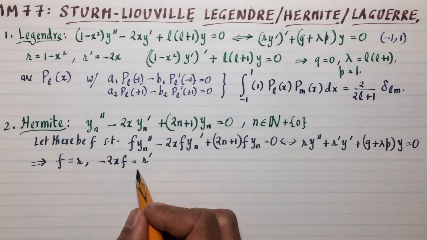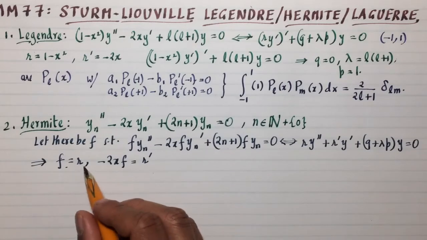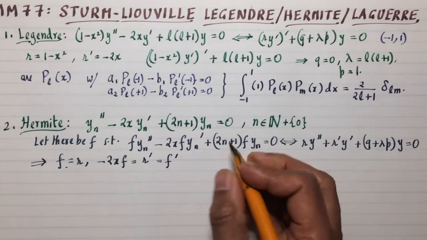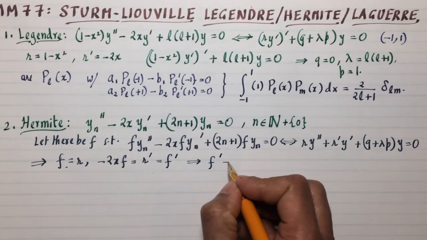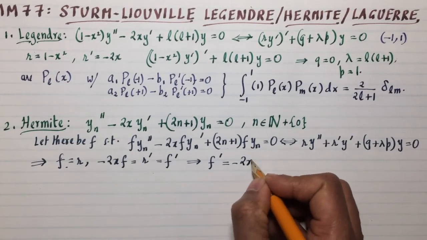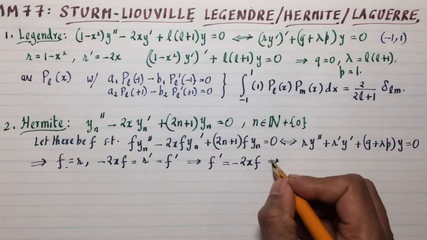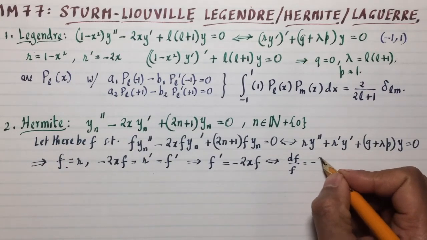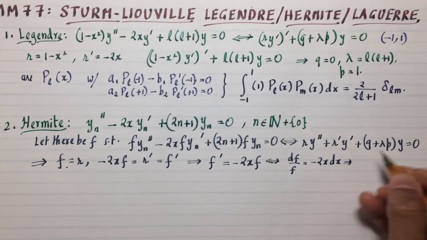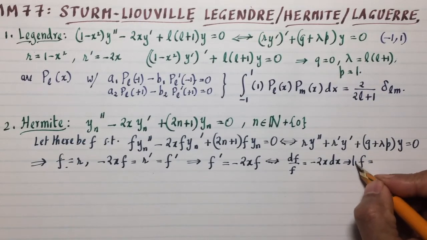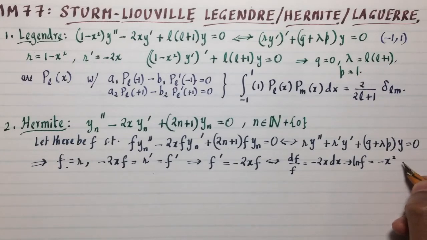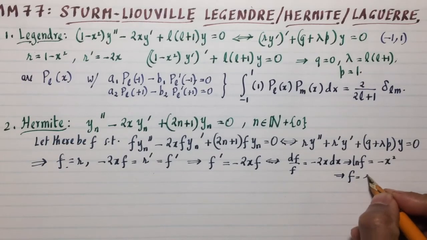So r is equal to f, so if negative 2xf is equal to r prime, I'm going to get that that's equal to f prime. So I have an ordinary differential equation f prime equal to negative 2xf, which can be immediately solved using separation of variables. That's just df over f equals negative 2x dx, or natural log of f equals negative x squared plus some constant, which I'm not going to worry about. And so this tells me that f is just e to the minus x squared.